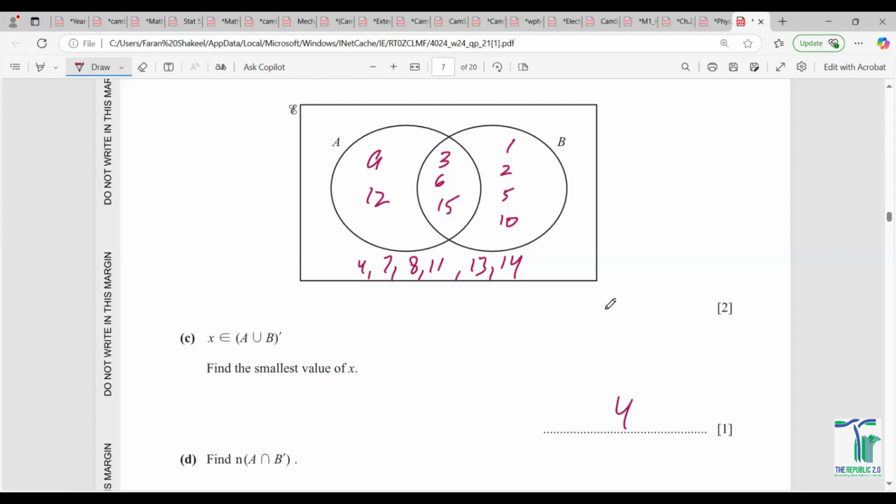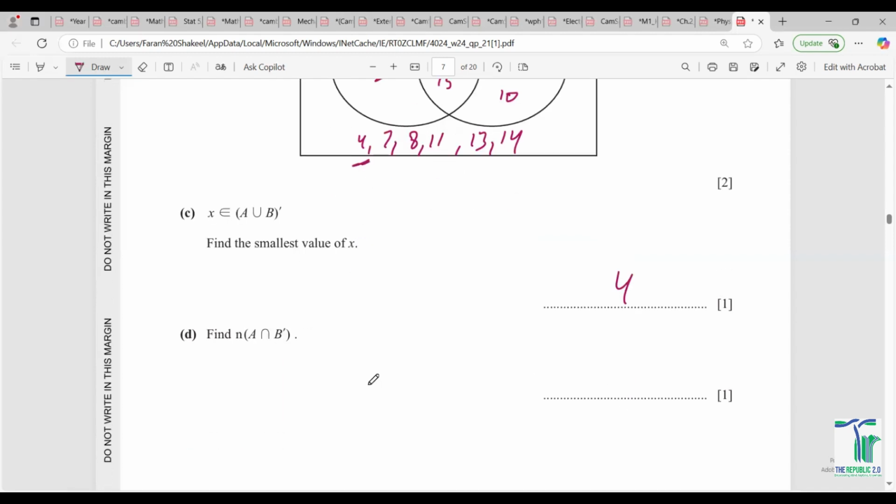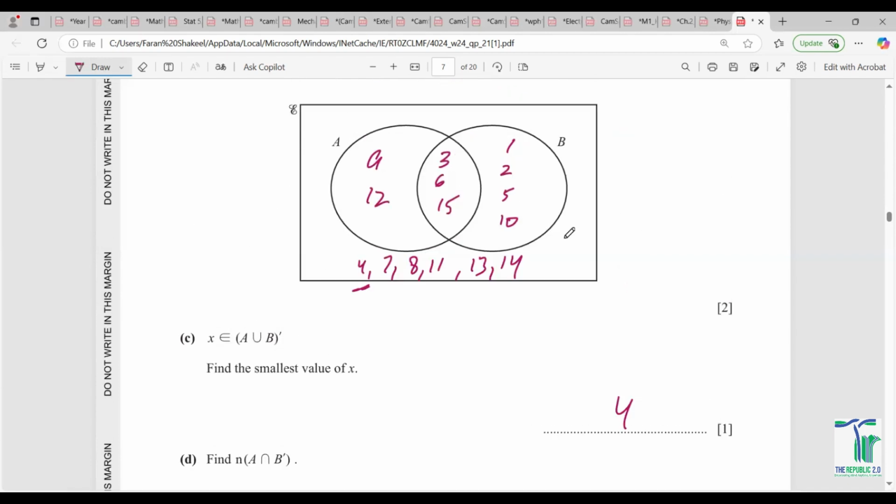And now we need to get the number of elements in A intersection B complement. B complement means we do U minus B, right? So what would be U minus B now? You've got B's elements, which are 1, 2, and so on. If you subtract all of them, you'll be left with 9, 12, 4, 7, 8, 11, 13, and 14. That is U minus B, that is, the complement of B.